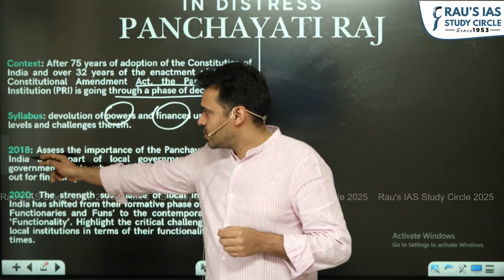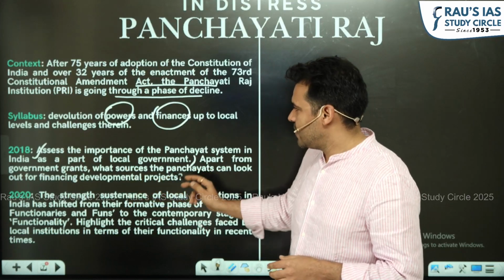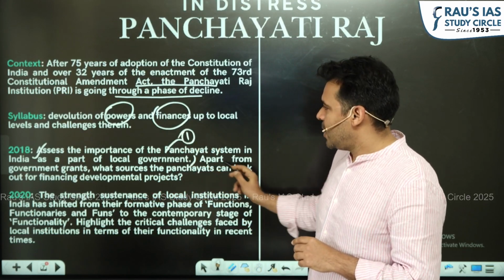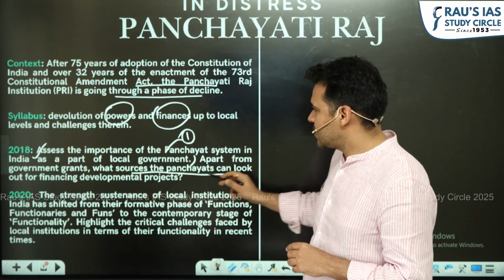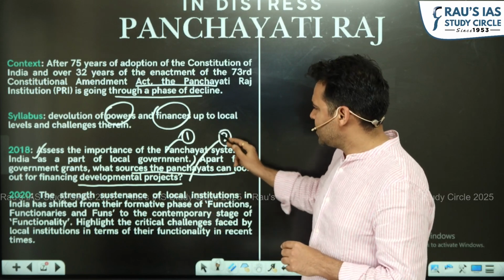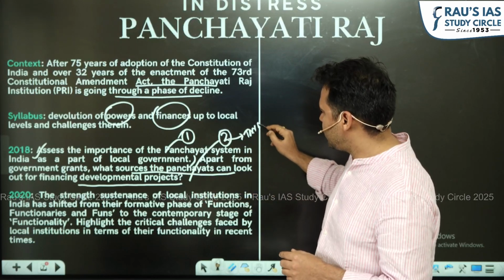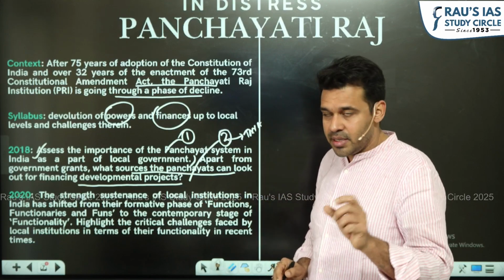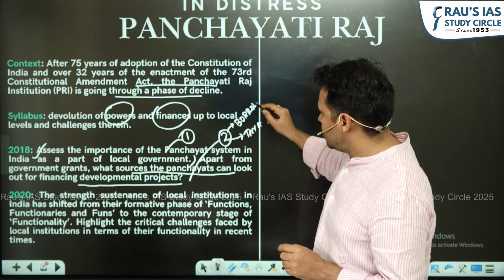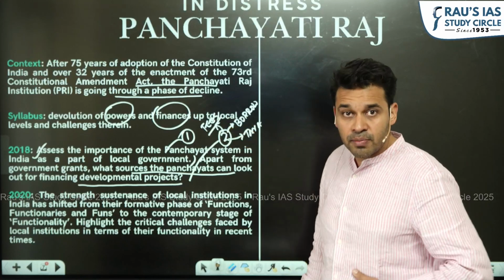In 2018, there was a question: assess the importance of the panchayat system in India as a part of local governments. You have to present an assessment as the first demand of the question. So this becomes number one. Apart from government grants, what sources can panchayats look out for financing development projects? Number two, which basically is, apart from the government grants, you have taxation, there are certain powers of taxation, but now that has been limited by GST, but then you also have the option of borrowing, and then you also have the option of charging fees for the services that the local governments provide.